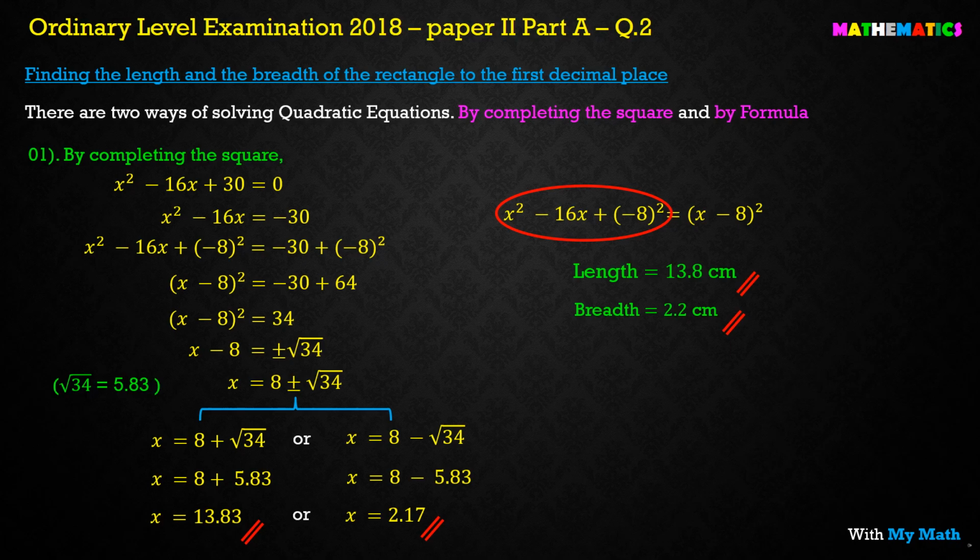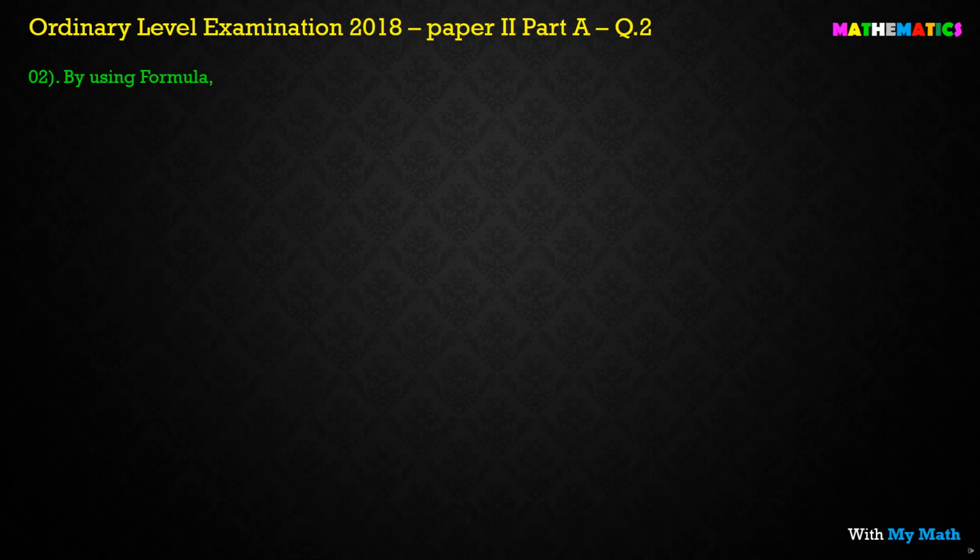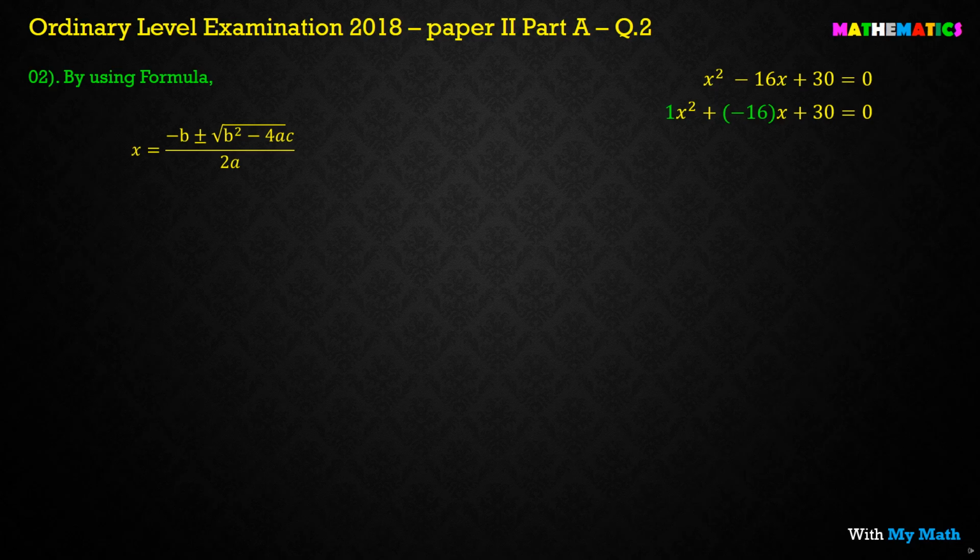So then we move to the next method, or the second method, by formula. Okay students, let's move to the second method. This is by using the formula. This is the formula, and here I have shown you those coefficients of x square and x, and also 30 is the constant value. Here you can see ax square plus bx plus c equals 0.